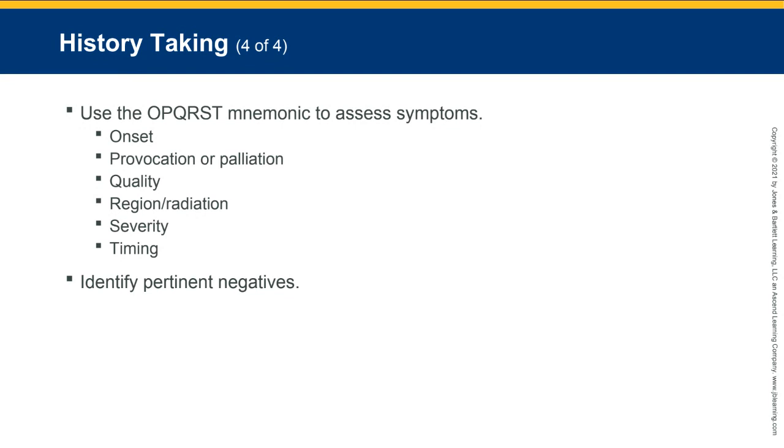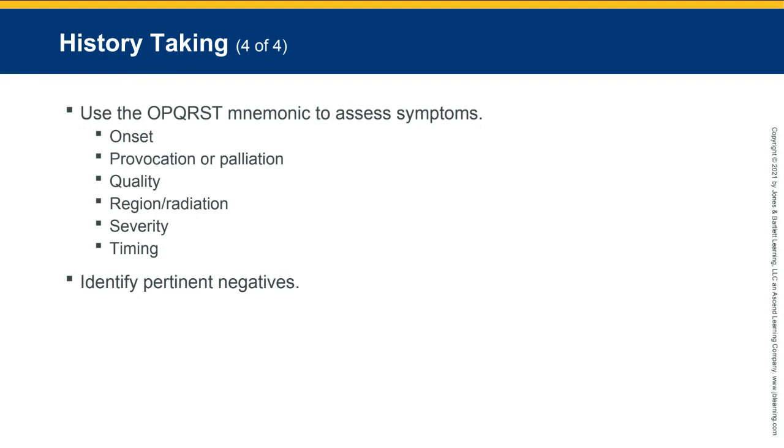So onset is when the discomfort began, provocation, what makes it worse, palliation, what makes it better. Quality: ask the person to describe the discomfort. Region, radiation, let them pinpoint where, ask them if it radiates. Severity, give them a pain scale, what would be the lowest, what would be the highest. Timing, does it come and go, is it constant?